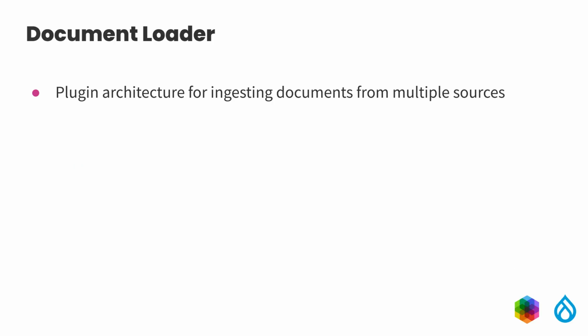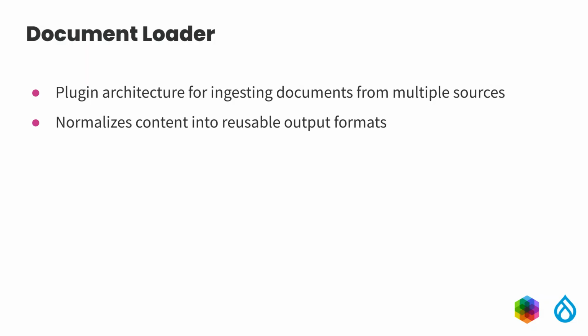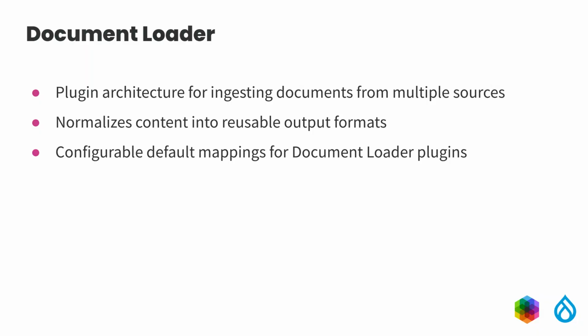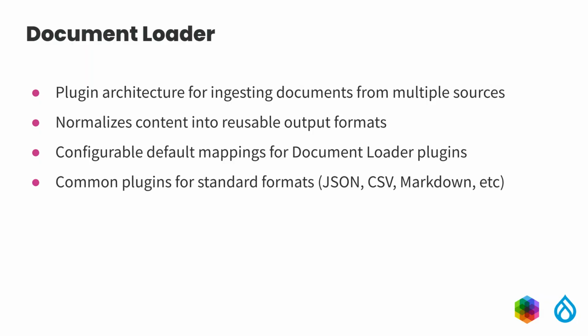At a broad stroke, the document loader module gives you a plugin architecture in order to ingest documents of pretty much any kind of source, multiple different sources. It normalizes the content into a structure that it can understand. It provides default mappings for these plugins. So if you have a JSON object, for instance, the document loader plugin will help transform that into a different format. There's a common set of plugins. We have ones for Markdown, JSON, CSVs.